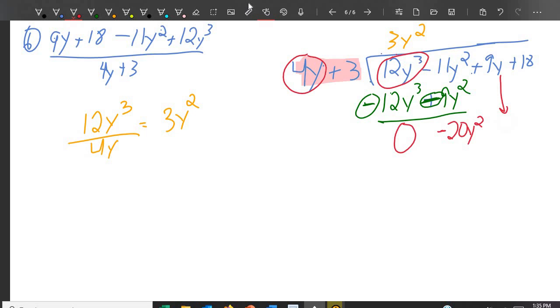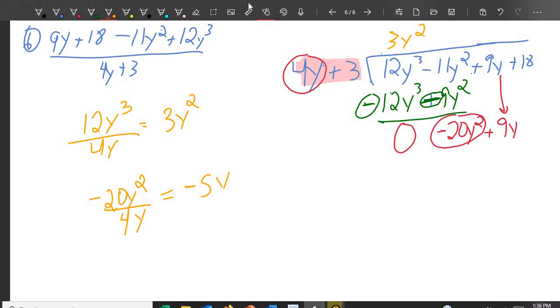Bring down the next term. Okay, now we're going to take the 4y and divide it into the negative 20y squared. So come over here. Negative 20y squared divided by 4y. Negative 20 divided by 4 is negative 5. Y squared divided by y is a y. So across the top, we're going to get negative 5y.